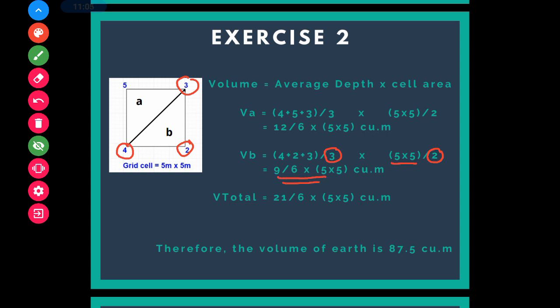To get the V total, you need to sum up VA plus VB. So you get this value. Once you calculate it, you will get the same answer as the previous one, which is 87.5 cubic meter. So we have an option, either we want to use a square grid or we want to use a triangle grid.